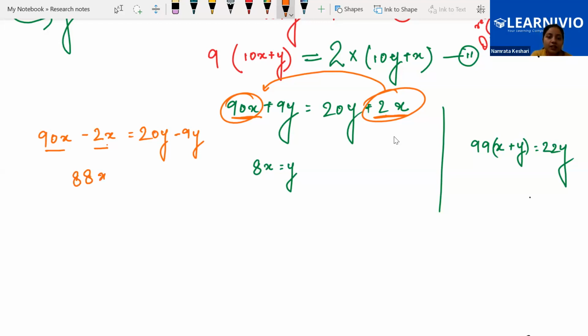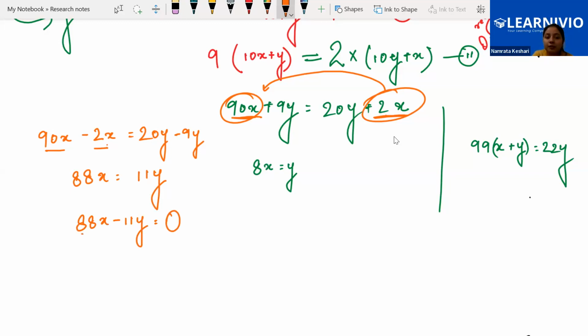88x. 20y minus 9y is what? 11y. If we want to keep both on one side, the way we always have the equation, x minus y is equal to something, x plus y is equal to something. So if we want to keep it on one side, 88x minus 11y is equal to what? 0. Nothing is there.